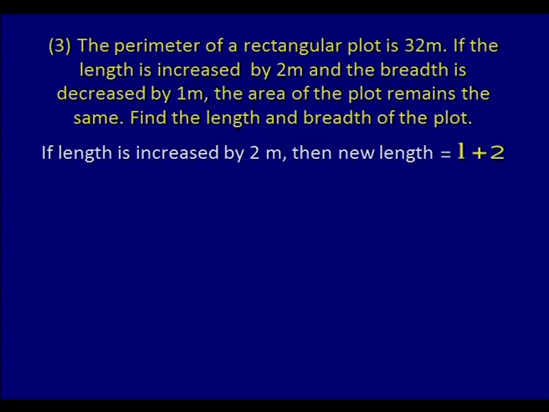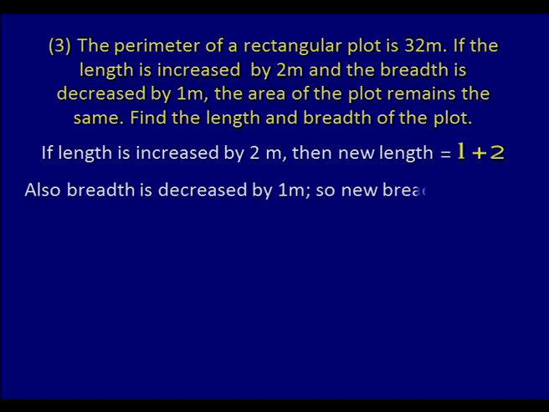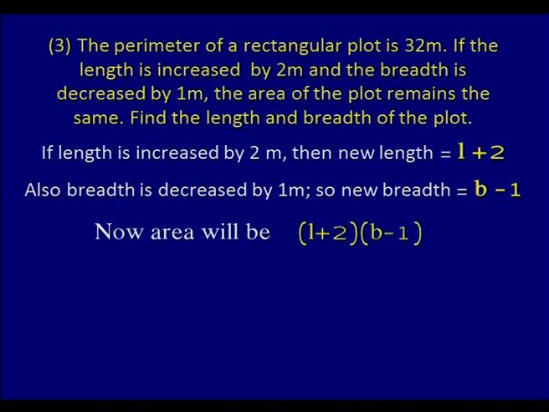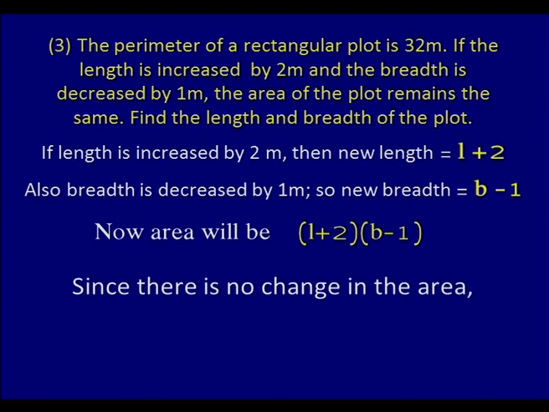If the length is increased by 2 meters, then the new length is equal to L plus 2. Also, the breadth is decreased by 1 meter. So, the new breadth is equal to B minus 1. Now, the area will be (L plus 2) into (B minus 1), because you all know the area of the rectangle is length into breadth. Since there is no change in the area, therefore (L plus 2) into (B minus 1) is equal to L into B.